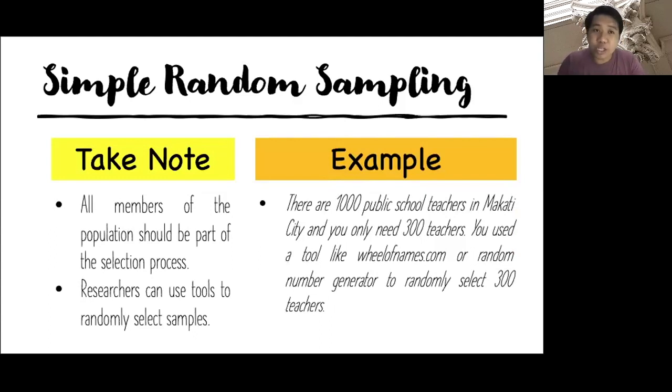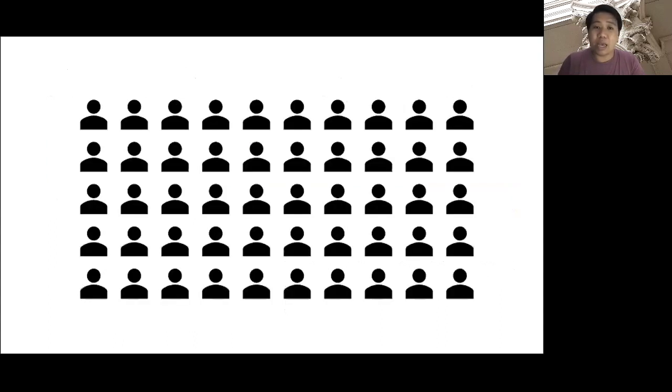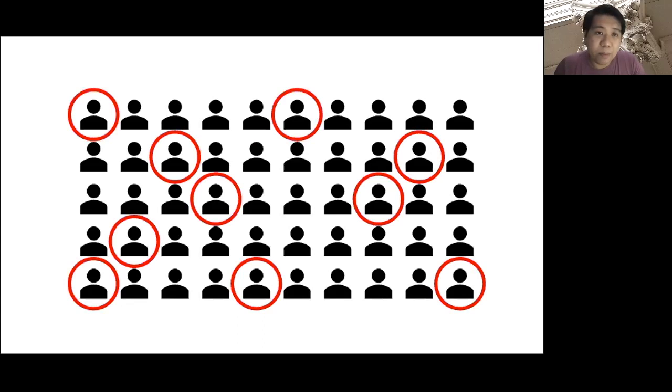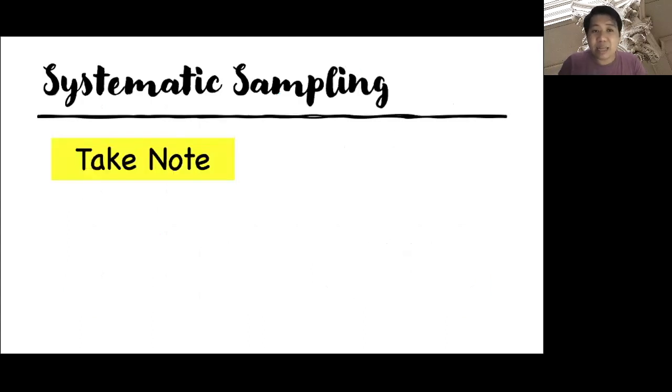So, in illustration, paano po ba natin mapapakita ang simple random sampling? So, let's say we have this population. And kapag nirun natin yung random name generator or yung random number generator, maaari tayong makapili dito ng 10. For example, these participants. That's an example of simple random sampling. Let's now proceed to the second technique, systematic sampling.